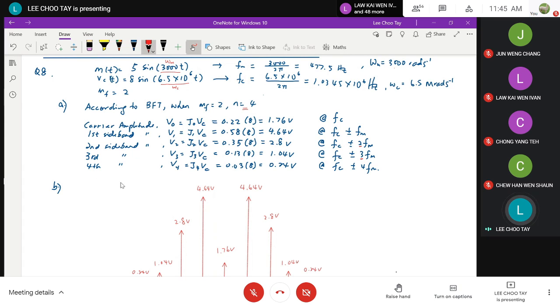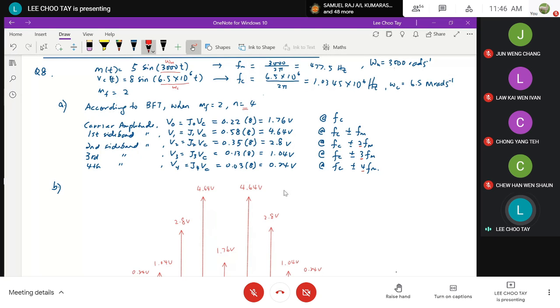Then the fourth sideband, V4, again is a product of J4 and VC. So J4 from your Bessel function table is 0.03, VC is 8. So that gives us a fourth sideband amplitude of 0.24 volts. This fourth sideband happens at FC plus minus 4 FM. The 4 represents the fourth sideband.